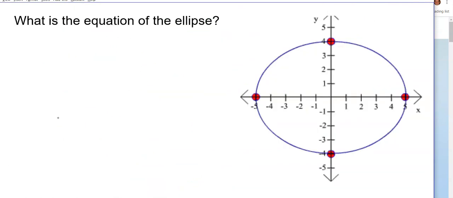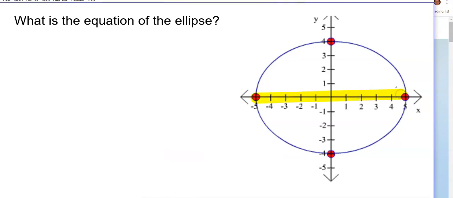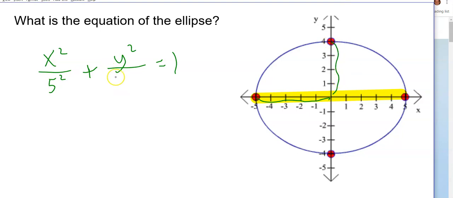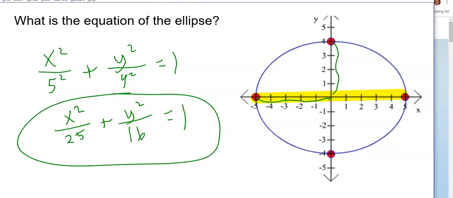Let's go backwards and see if we can write the equation. First, decide if this is horizontal or vertical. You can probably see the y-axis is longer, so right away I'm like, okay, this is vertical. So we know our template is something like this: x squared plus y squared equals 1. Underneath x squared is going to be this a value here, which is going to be 5, so 5 squared, or 25. Here, this is 4, so b is 4, so this would be 4 squared. So we get x squared over 25 plus y squared over 16, equals 1. So we got our equation pretty quick.